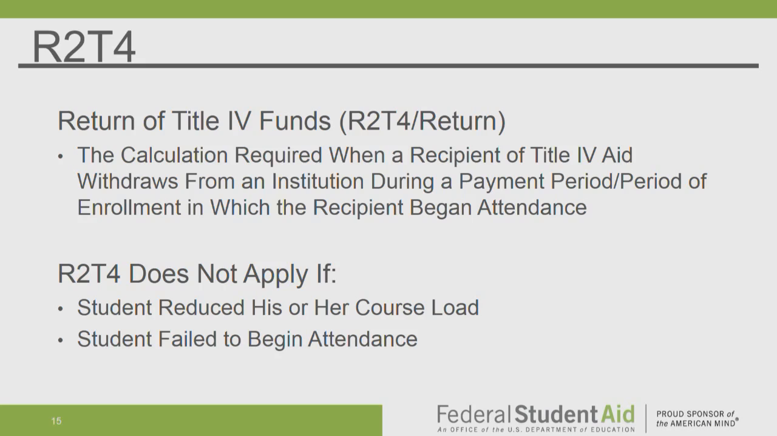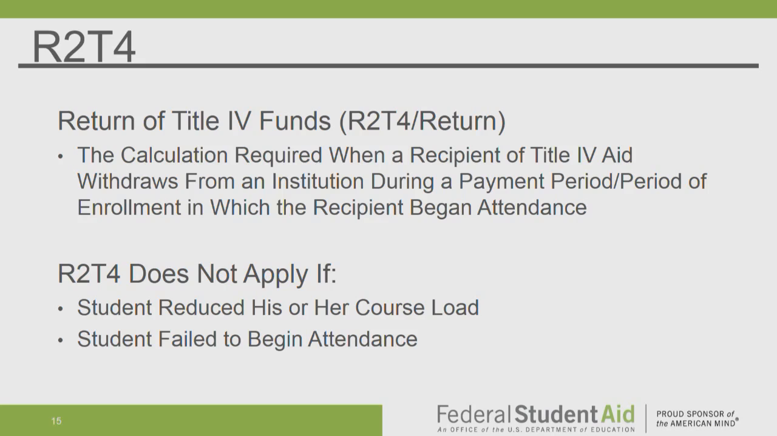What is an R2T4 calculation? If I could direct your attention to the slide. The calculation is required when a recipient of Title IV aid withdraws from an institution during a payment period of enrollment in which the recipient began attendance. What's the key word? Withdraw? Very good. Keyword is withdraw.